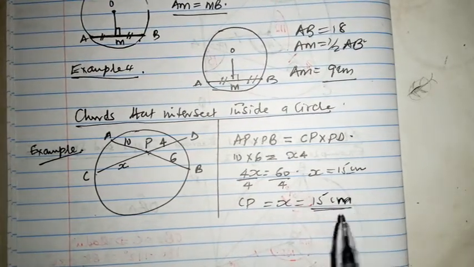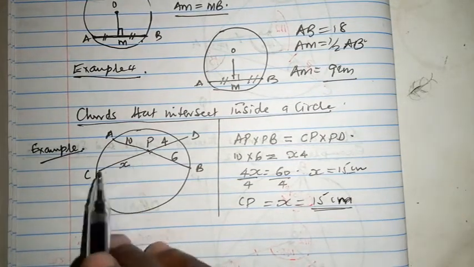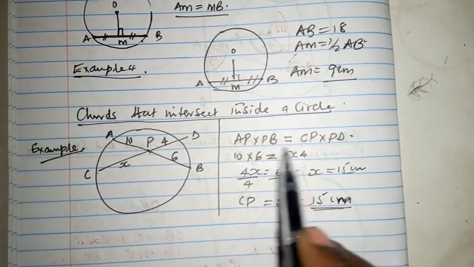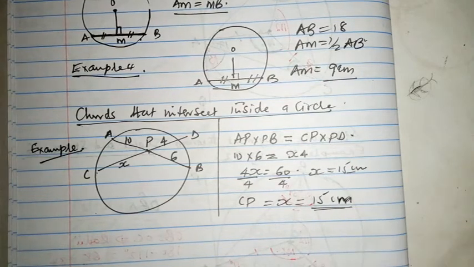Please don't forget, if the chords intersect internally, then it's simply this way. Okay?